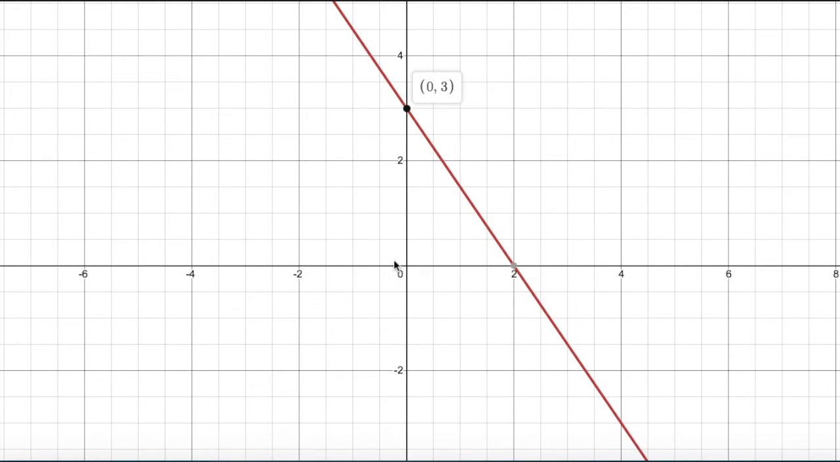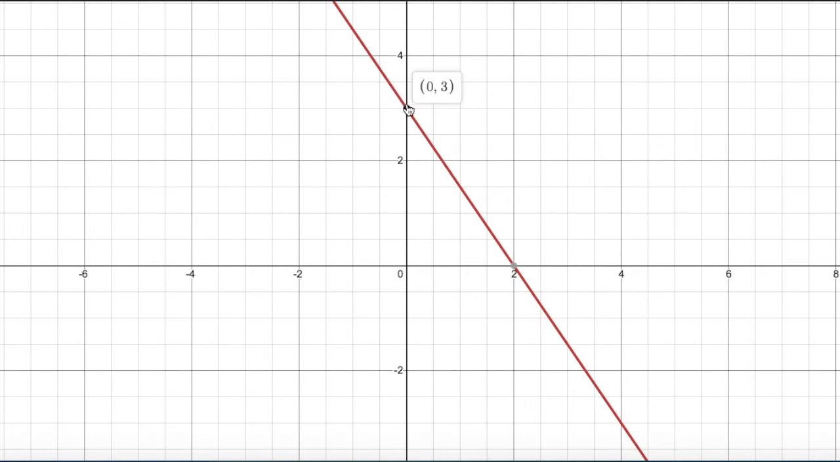But does it go up this time? I think the graph goes down. So let's check how much. 1, 2, 3. Goes down by 3. And how many to the right? 1, 2. So because it goes down, the slope will be negative.